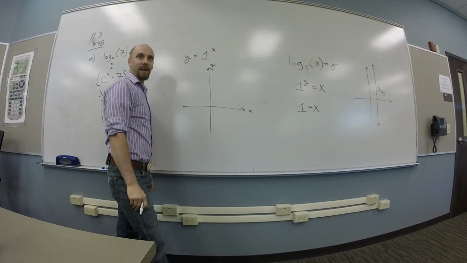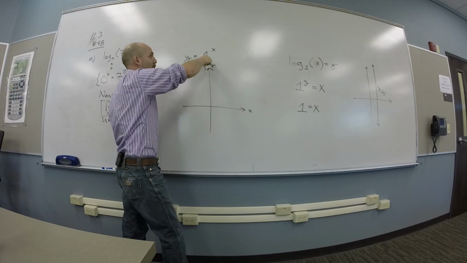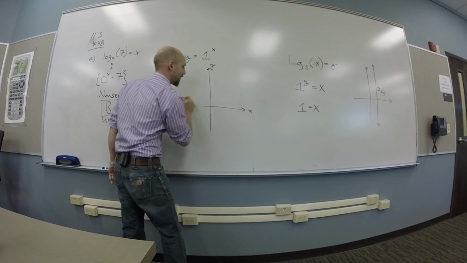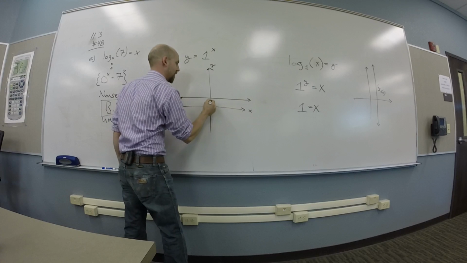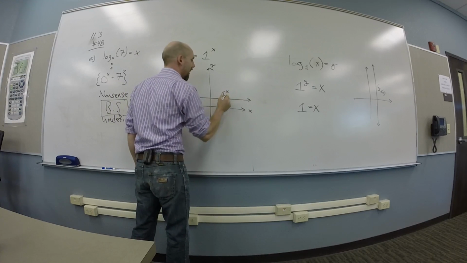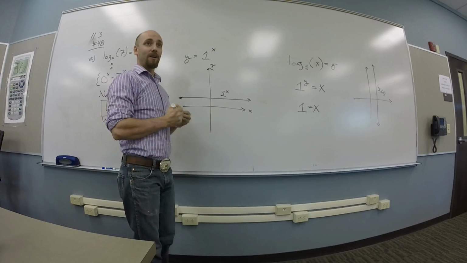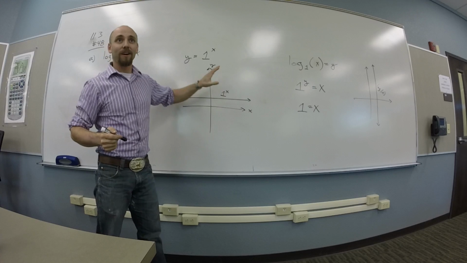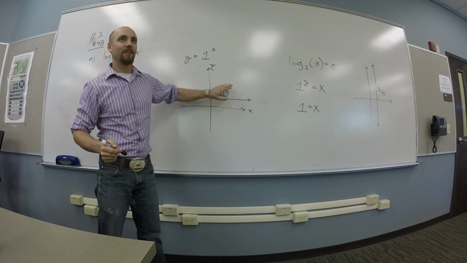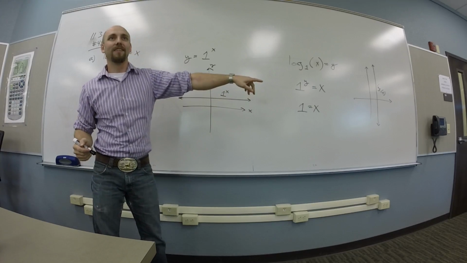what's 1 to any power? 1, right? So the output of this for any x is y equals 1. This is the function 1 to the x. If I flip over the line y equals x, my trick for finding graphs of inverse functions, you see that they're actually related that way.